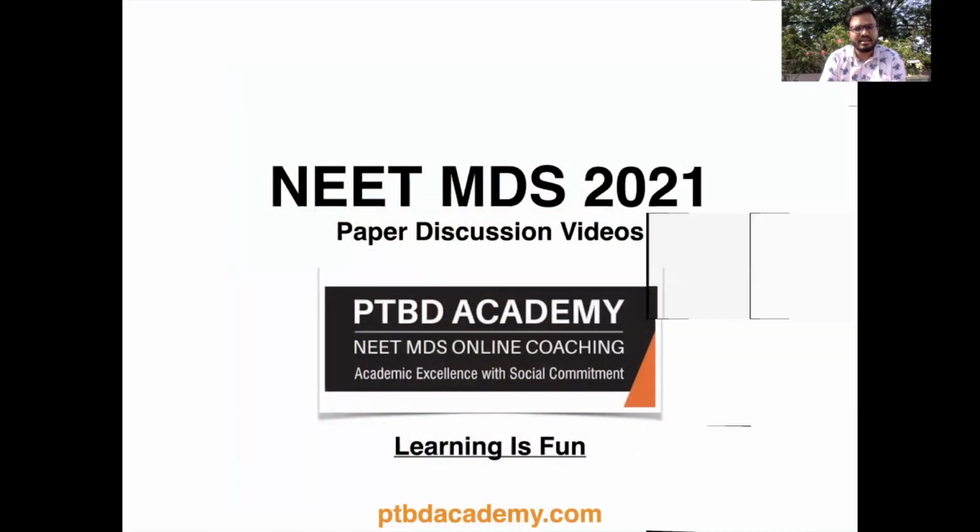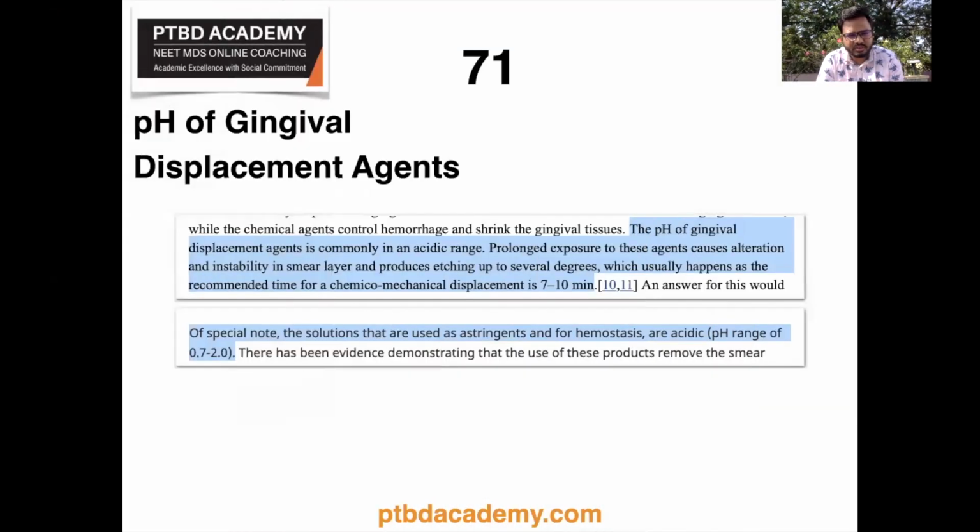Okay, now let's move on to the first topic in this specific video. So these are the keywords which I received: pH of gingival displacement agents. So in case of gingival retraction, we use certain chemicals. And I think the question was related to pH of those chemicals, if I'm not wrong. And as you know, the protocol, let me know if you need any further clarification. So based on literature review, as we can see, the pH of gingival displacement agents is commonly in the acidic range, and it is in the range of 0.7 to 2, based on some reference articles, as you can see in this particular slide.